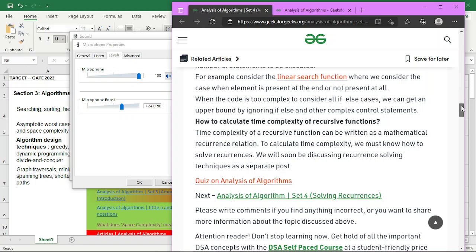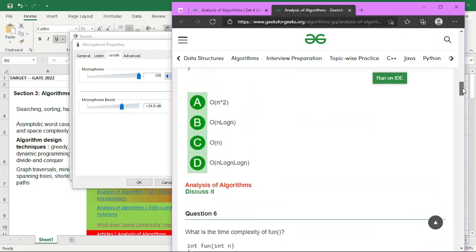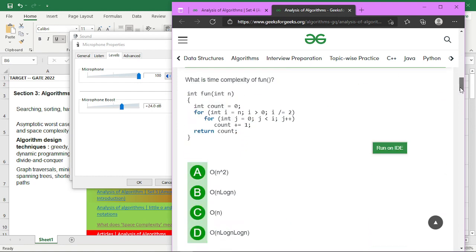And for recursive functions, there is a master algorithm or master theorem, you can say, and that is actually used to find the time complexity, which we will see later on. You can also check out this quiz on analysis of algorithms if you are somewhat at an advanced level and you know some algorithms.